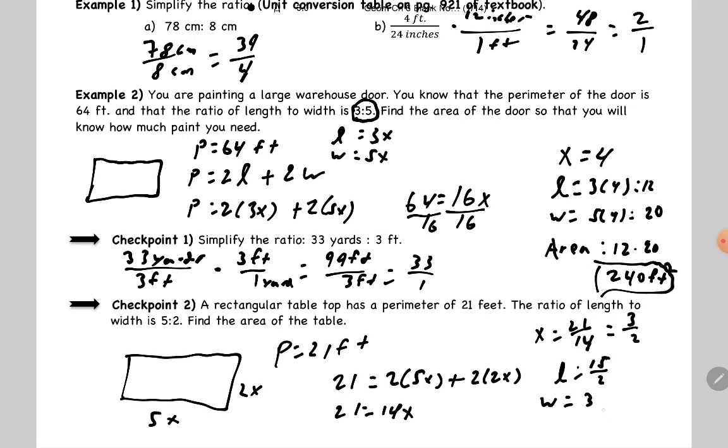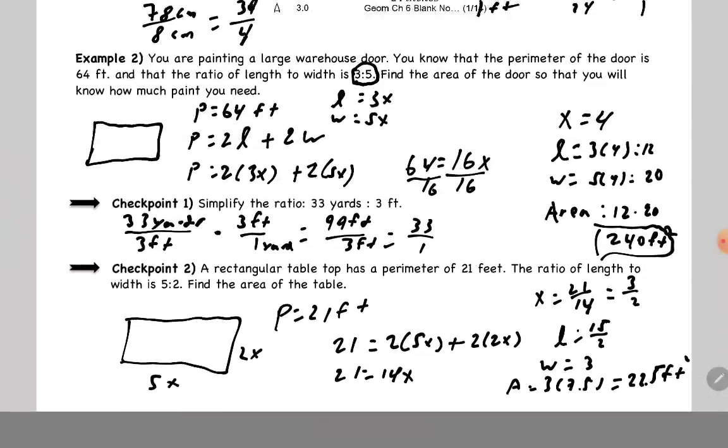Oh, now we just do length times width to find our area. So 3 times 7.5 equals 7.5 times 3, 22.5 feet squared, square feet. Alright, let's move on.